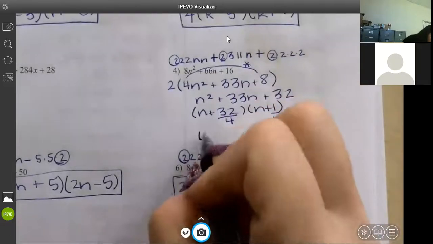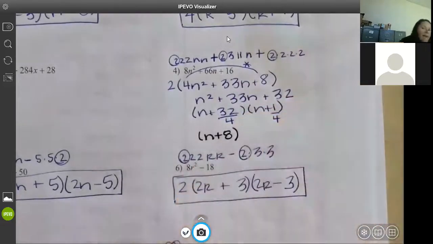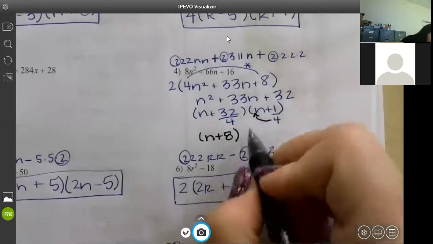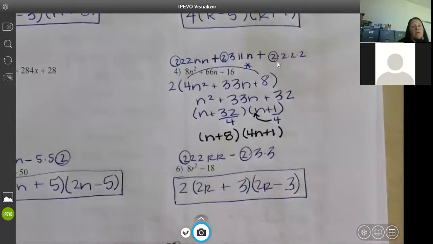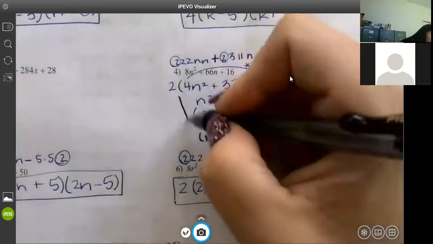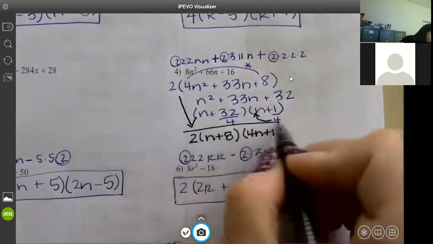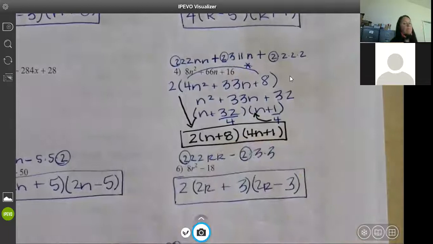32 divided by 4 is 8. Can I leave this one like this? How do I make it not a fraction? What do I do? Remember, I told you Ms. Burkhart called it slide, divide, and bottoms up. Put the 4 in front. Perfect. So it'll be 4n plus 1. And then, sorry, y'all, remember that I pulled out that GCF in the beginning, so it needs to come down. That's what most people forget, is the GCF in the beginning.